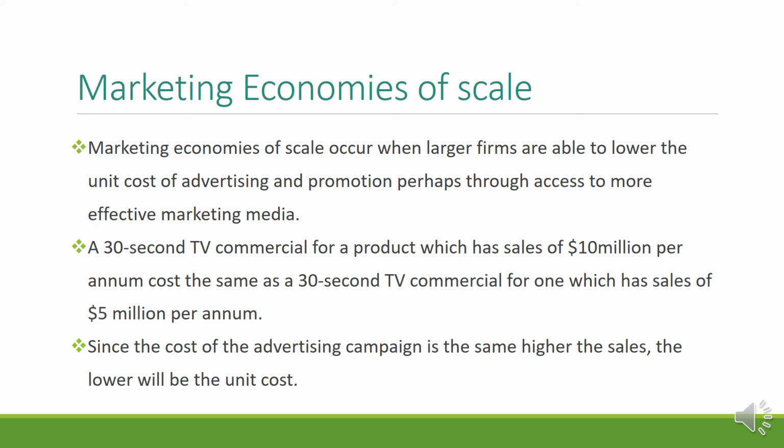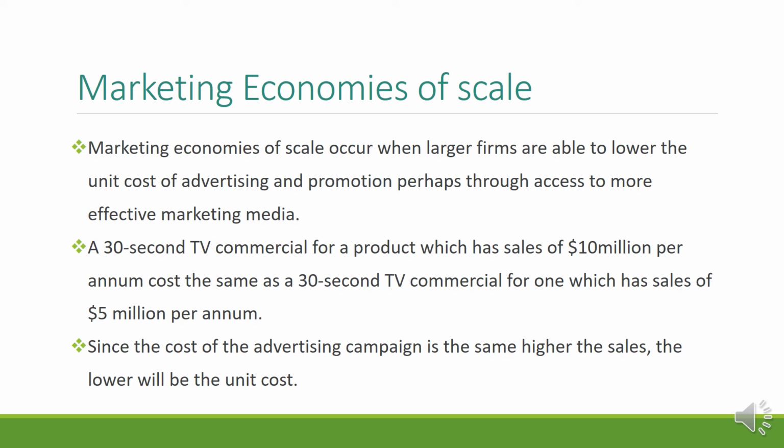Okay, did you understand? For example, we can say that the advertisement cost is around $2,000. If you are producing 200 units, the per unit advertisement cost will be $10, isn't it? If you are producing 2000 units, the per unit advertisement cost will be $1. So that is the difference.